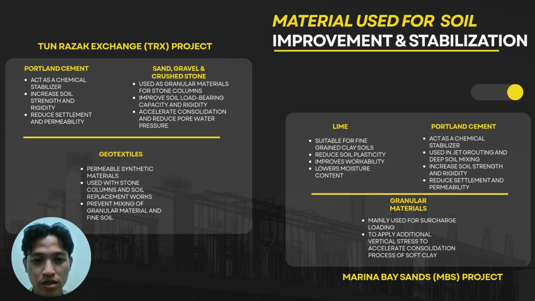Next, we move to materials used for soil improvement and stabilization. For the TRX project, there are three materials. One of them is Portland cement. It acts as a chemical stabilizer, increases soil strength and rigidity, and reduces settlement and permeability. The second one is sand, gravel, and crushed stone. It is used as granular material for stone columns. It improves soil load bearing capacity and rigidity, and also accelerates consolidation and reduces pore water pressure.